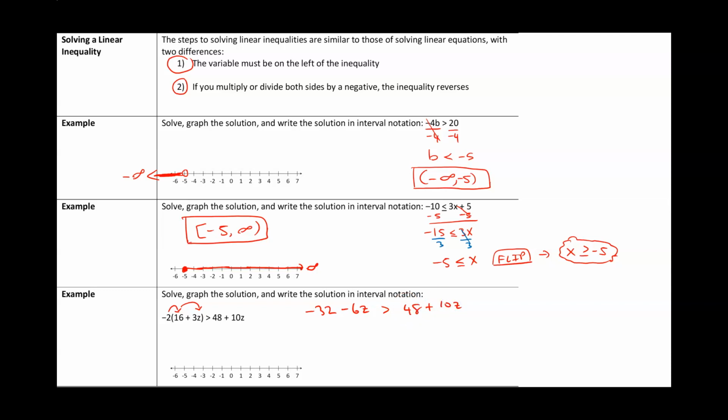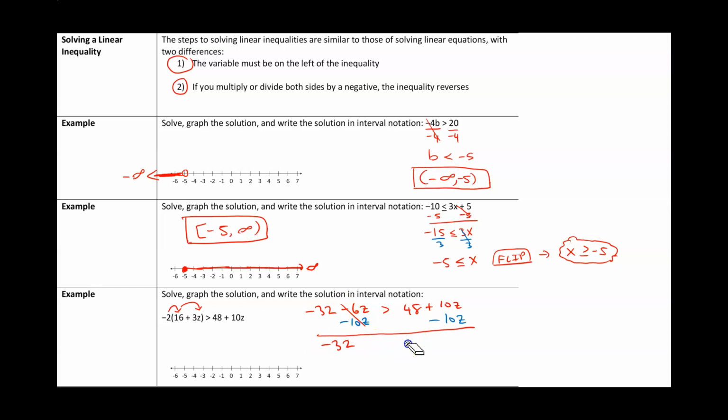Now at this point, you have a choice. You can either move all the variables to the left or the right. However, at the end, we want the variables to end up on the left side. So I'm going to make them go to the left side. So I'm going to subtract 10z from each side. Now when we do that, we get negative 32, these cross out, and that is greater than 48.